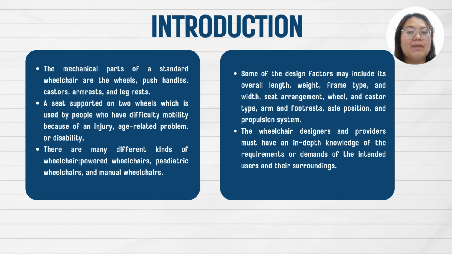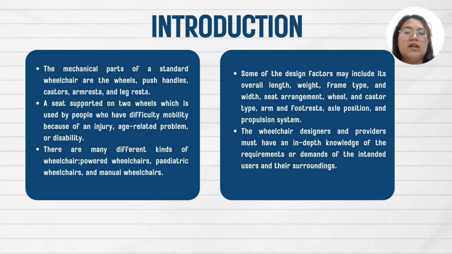Hello, my name is Ramela Panamulas Anarimo, and I will do the presentation on the introduction. Wheelchairs have mechanical parts which are the wheel, push handles, caster, armrest, and also leg rest. The seat must be supported by two wheels, and wheelchairs are used by people who have difficulty with mobility because of injury, age-related problems, or disability.